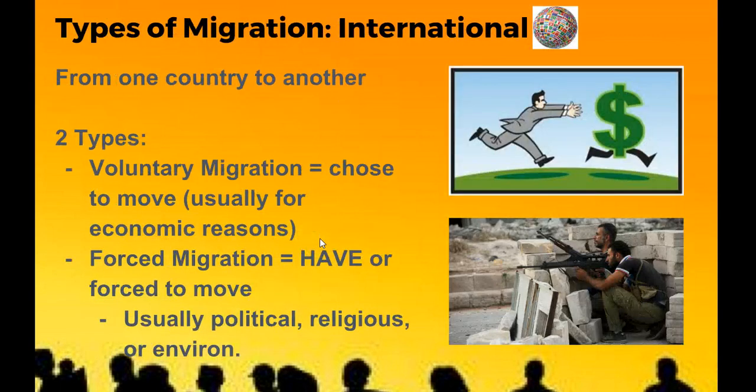Now, there are two types of overall migration that you can break down these categories for. The first is international. When you migrate internationally from one country to another, there are two ways you do it: voluntary migration or forced migration. Voluntary migration is you're choosing to move. Usually, you choose to move because of economic reasons. There's not a lot of money there, there's not a lot of jobs there, you're not really being forced out of that country. You are choosing to leave that country to go search for better economic prosperity elsewhere. Forced migration usually has to do with environment, politics, religious conflicts, war, etc.